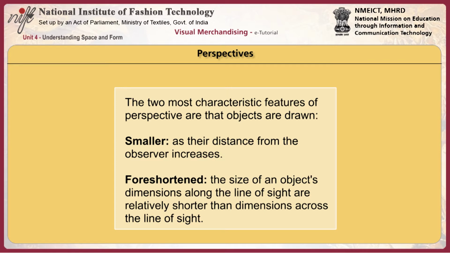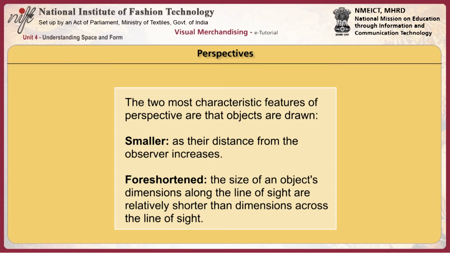Perspectives. This is the second part of it. First we did orthographic, now we will do perspectives. The difference between orthographic and perspective is that orthographic is a two-dimensional projection. Perspective is as a human eye perceives. Perspective is an approximate representation on a flat surface of an image as it is seen by the eye.